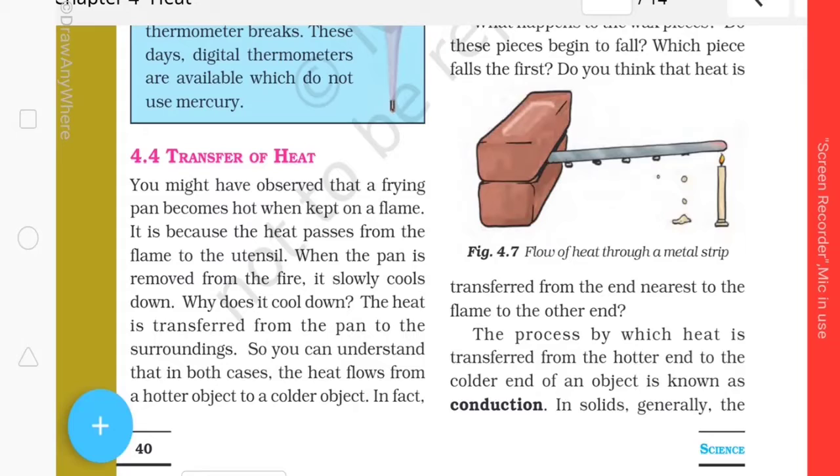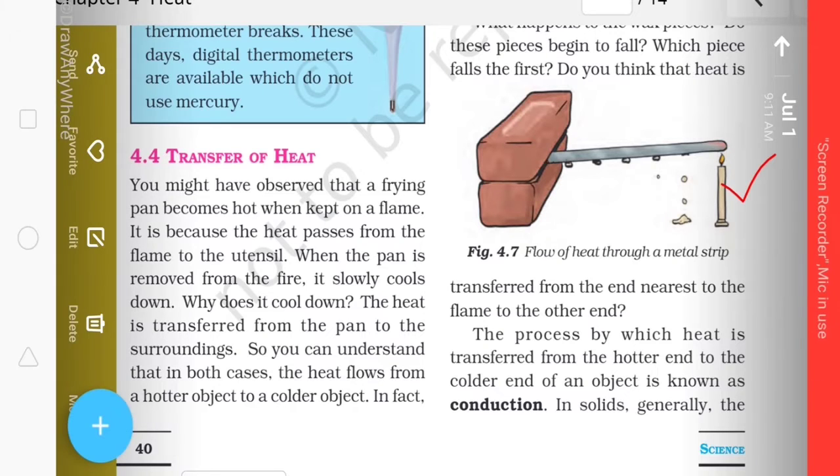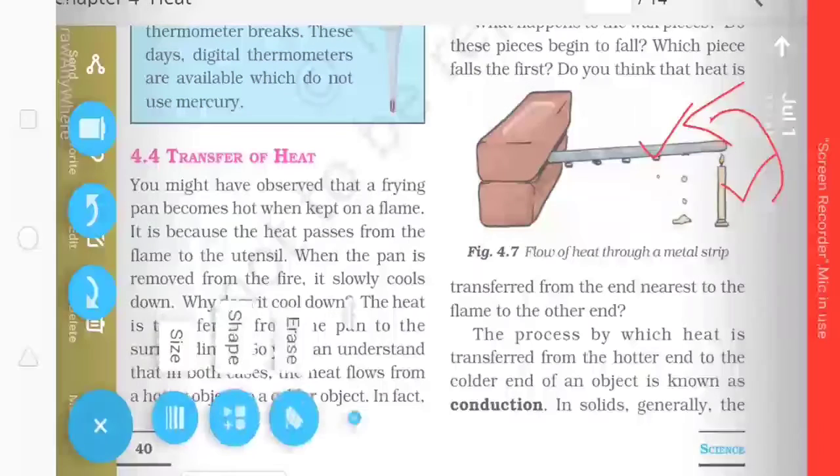So now, when we are giving fire at this end, it will get heated, and slowly this heat will pass through this way, and then finally it will all get heated. So from here again we can see that the heat is flowing from where? From a hotter object to the colder object. This is hot and this was cool. Now heat is again getting transferred from a hotter object to the colder object.